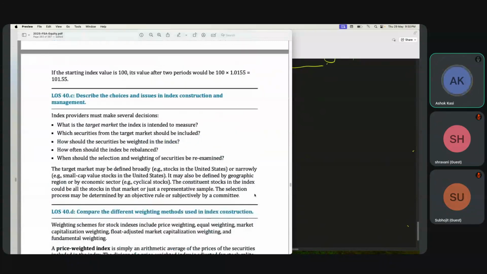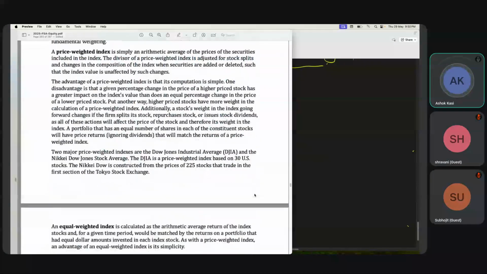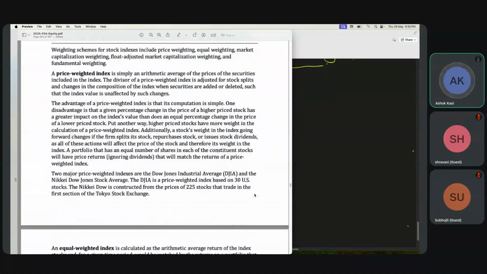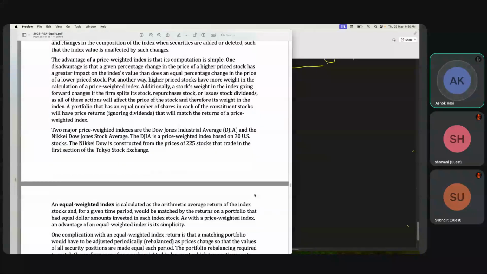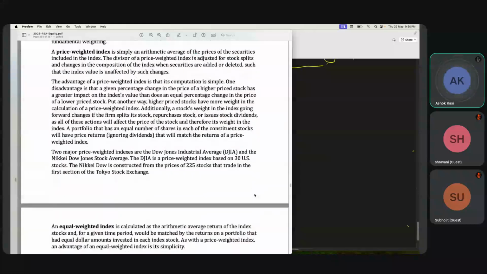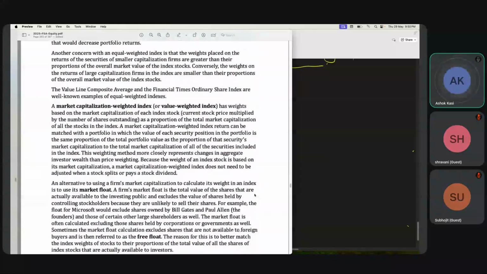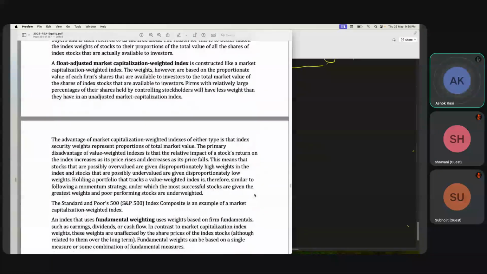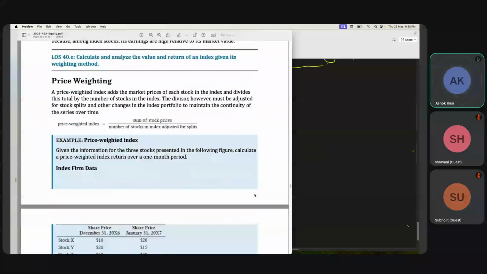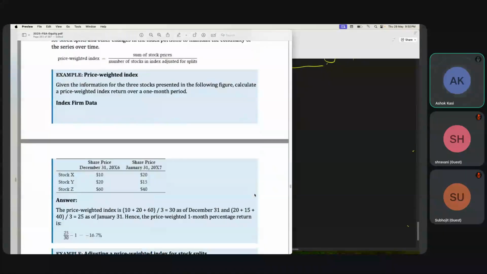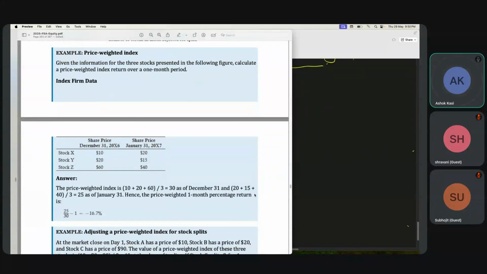Okay, then. Price weighted. This is a very important page. Price weighted index, very, very important page. You will get one question from this price weighted index. But first we will do the sum, then we will come to the theory. Sums are very simple, but it's the theory that you need to read. Just go through this question, then I'll do the sum.